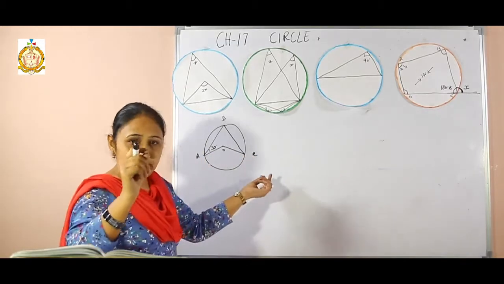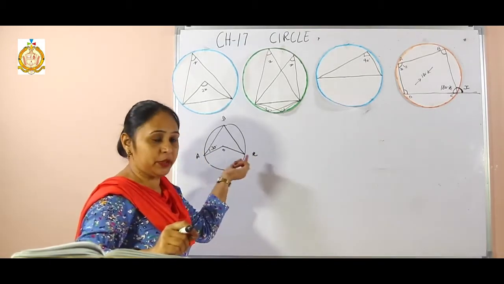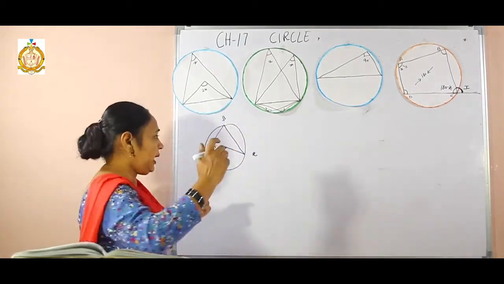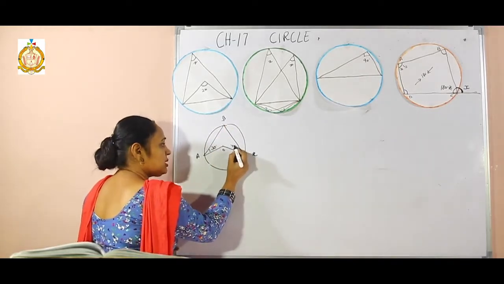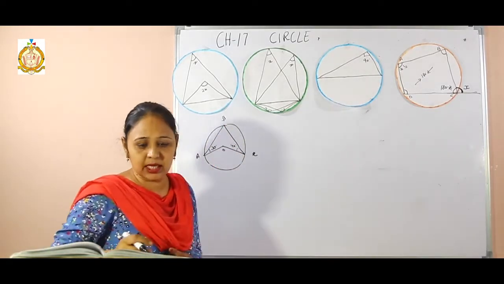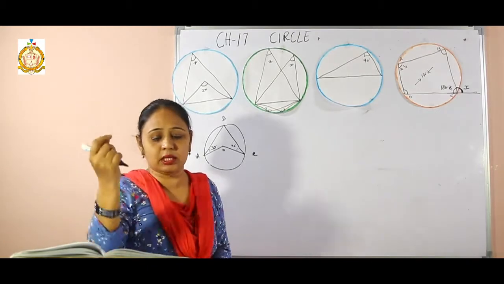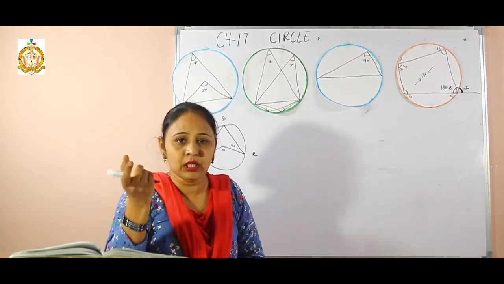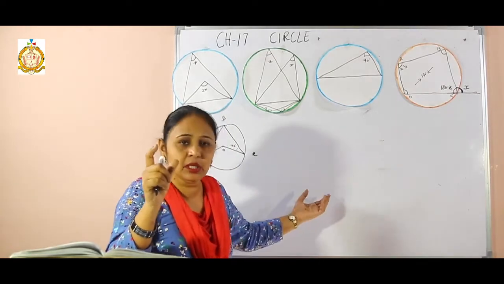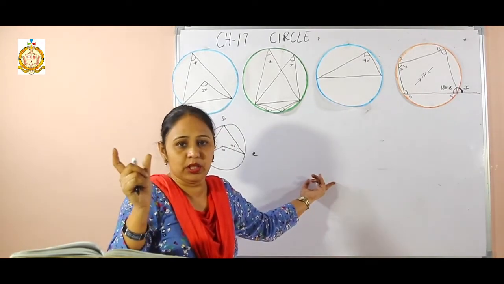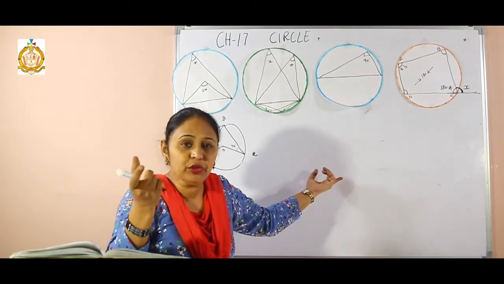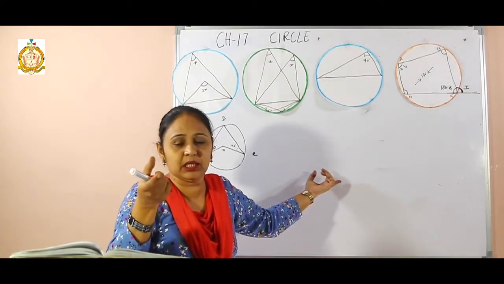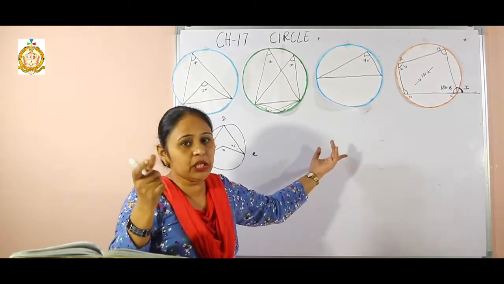OCB, the angle lies at the center point. Angle OCB will be at C. This is the 40 degrees. Then he asked to show your steps of working. That means we have to give the reason also. If we simply solve the sum, marks will not be given in the board. If we give the steps, why we take this one, we have to explain it in brackets. That means we will get full marks.